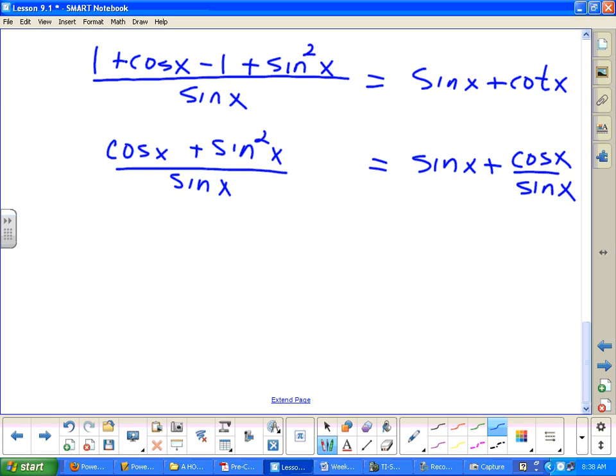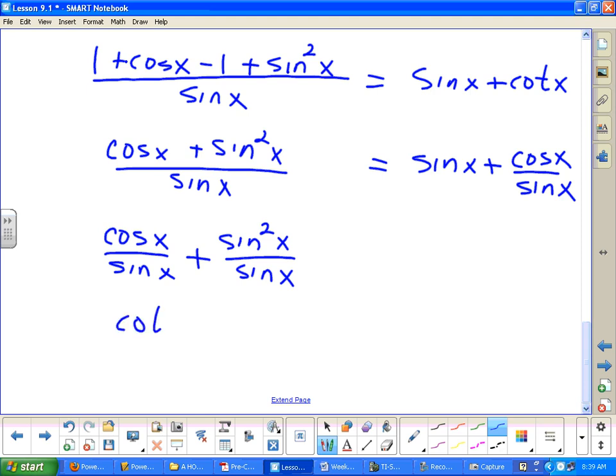That means that not only can I write it as a single fraction, I could write it as two separate fractions. So if I wrote it as two separate fractions, now I have something I can simplify, right? Cosine over sine is cotangent. And sine squared over sine is, is that the same as what we started with here? Okay. That's the same thing, isn't it?